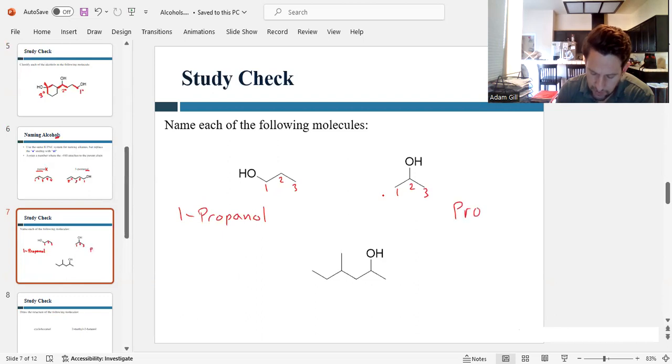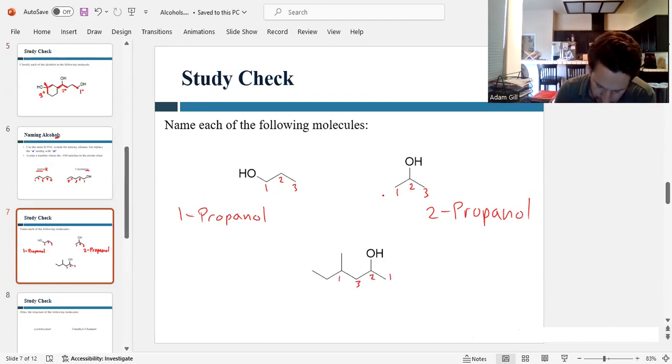The one here on the top right also has 3 carbons in the chain. So it should also be propanol. The difference, the OH is attached to carbon 2. So this one is 2-propanol.